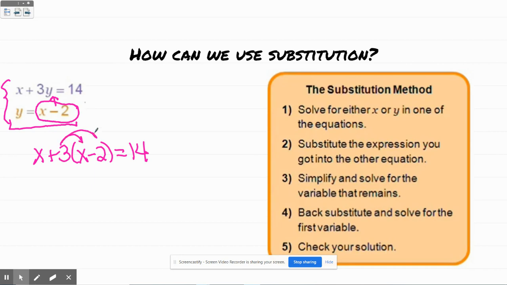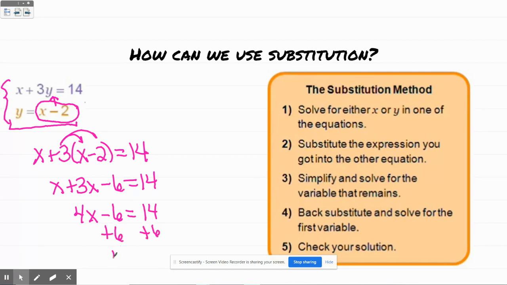We would distribute, and we'd have x plus 3x minus 6 equals 14. You'd clean up a little bit. That's 4x minus 6 equals 14. You would solve for x. 4x equals 20, and x equals 5.